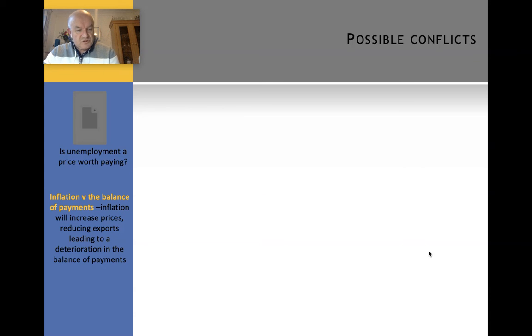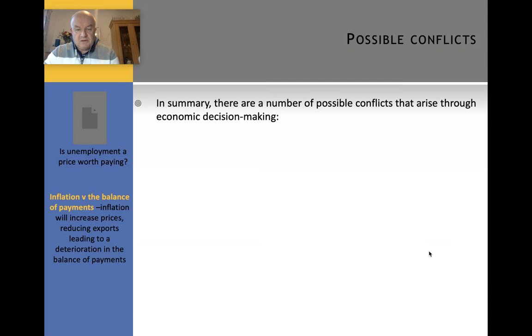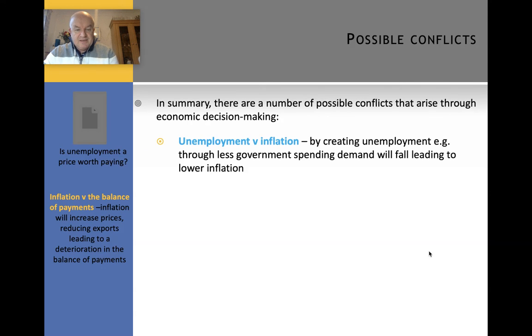However, we can also have a range of conflicts, and we sort of touched on this already, but let's just take a look at this in a bit more detail. There are a number of conflicts that can occur through economic decision making. Let's take a look at the obvious one, unemployment versus inflation. If we create unemployment through less government spending, that means we will get a fall in demand, and that's going to lead to lower inflation.